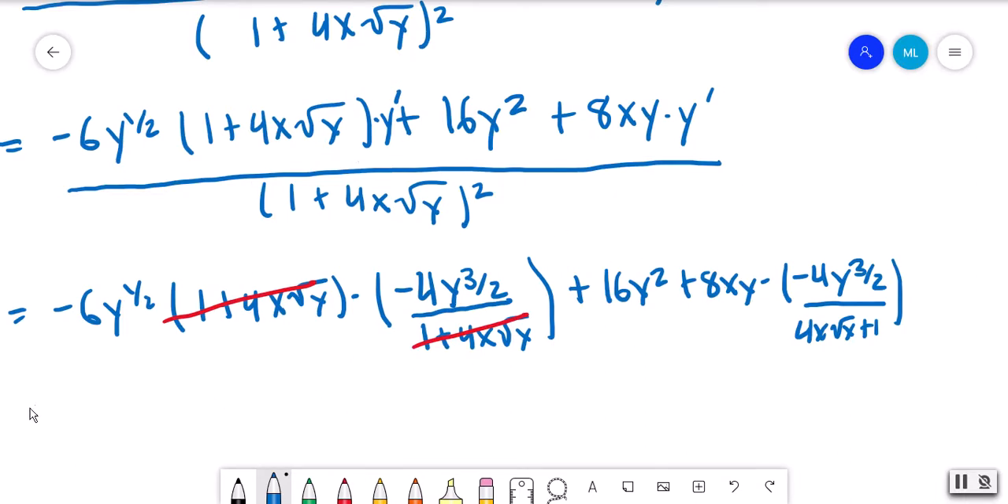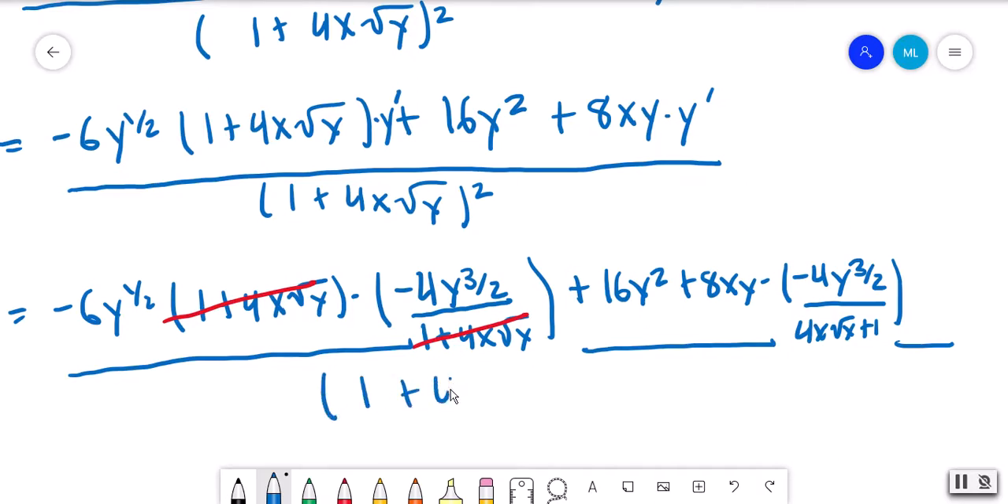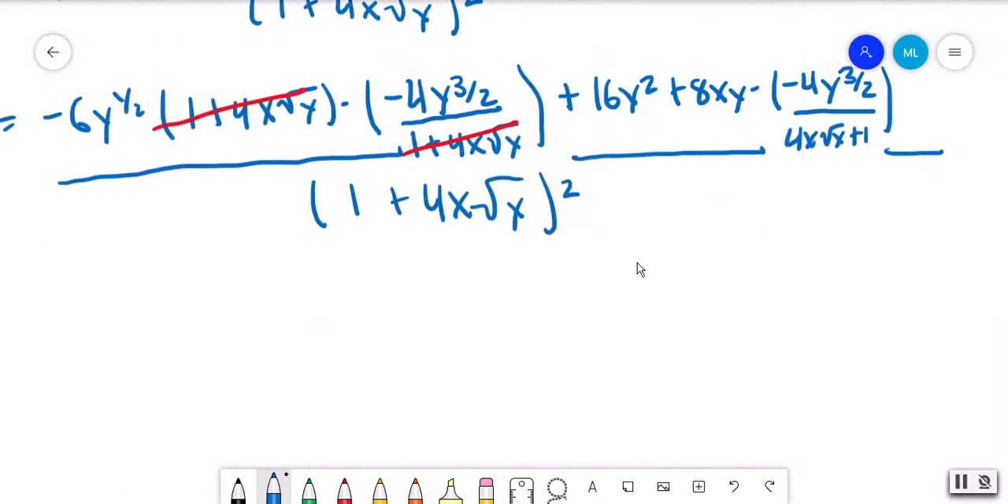And all of this again is divided by 1 plus 4x, the square root of y, and all of that squared. So eventually the goal is going to be to essentially just multiply by the denominator until we can get it down to an easier or much nicer looking implicit derivative. But I might not just simplify it entirely. So we have 24y squared.